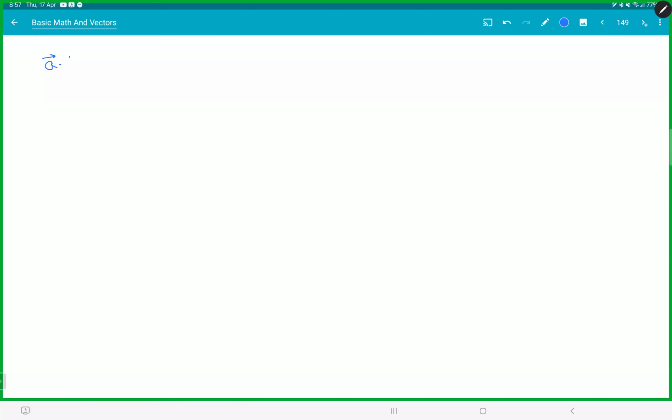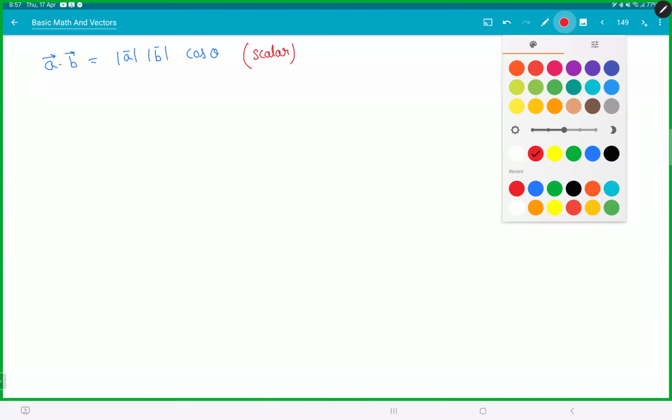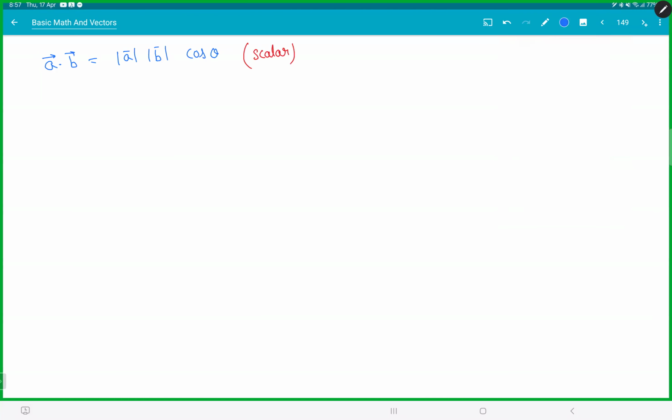So A bar dot B bar is given by mod A, mod B, cos theta. So basically, this thing is a scalar quantity. That's why we call it a scalar dot product. So if you do dot product of two vectors, what you get is a scalar. So what is the physical significance?